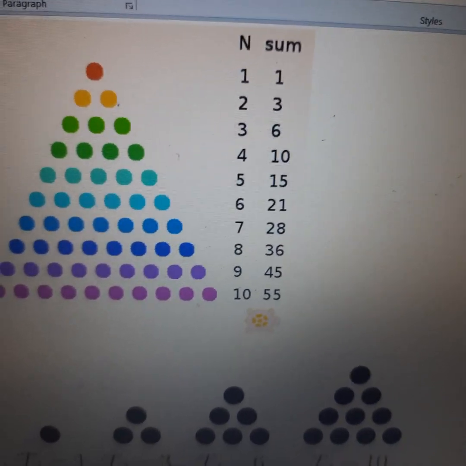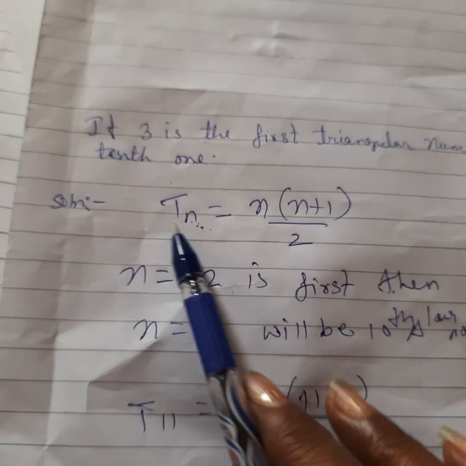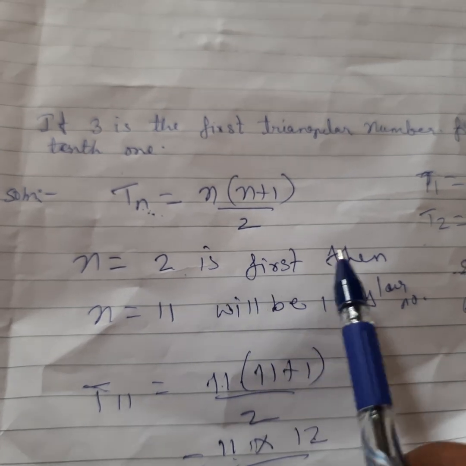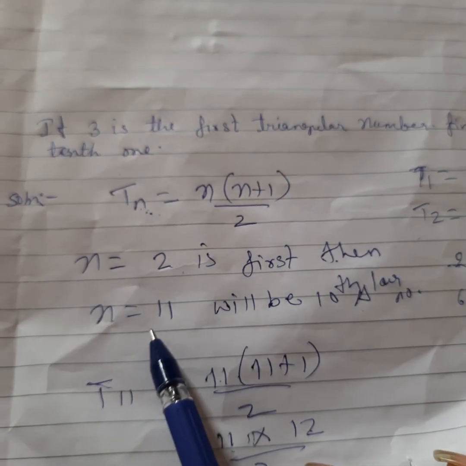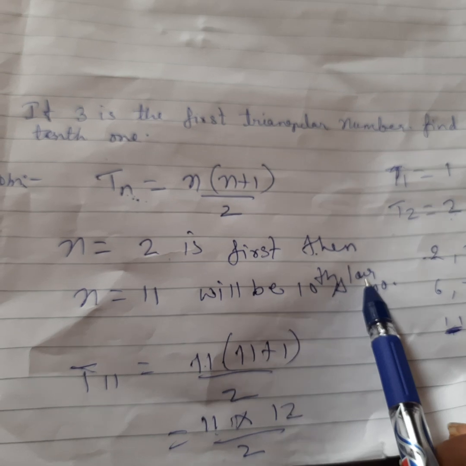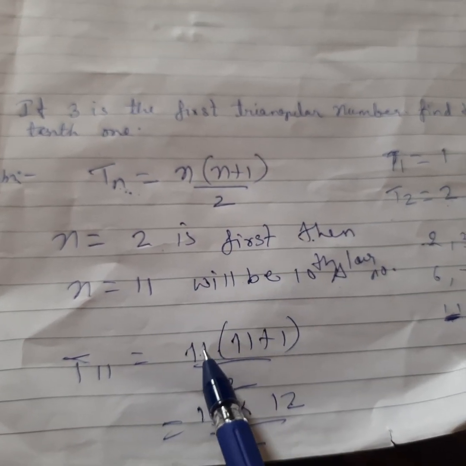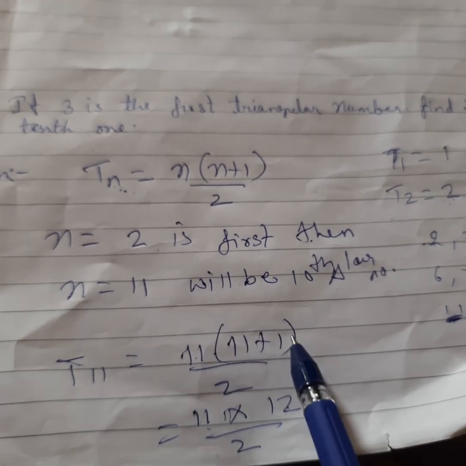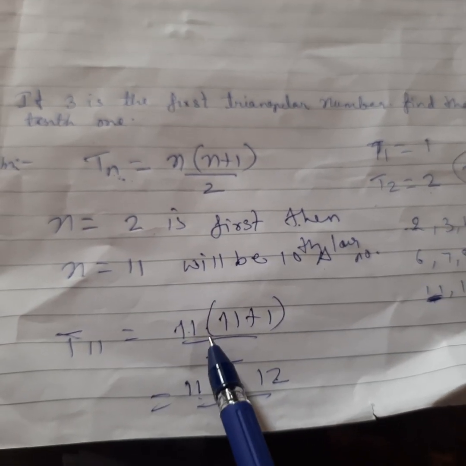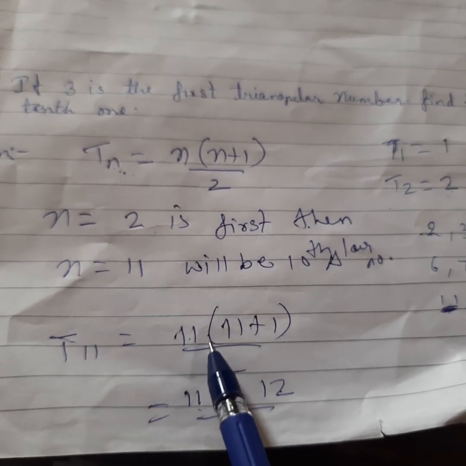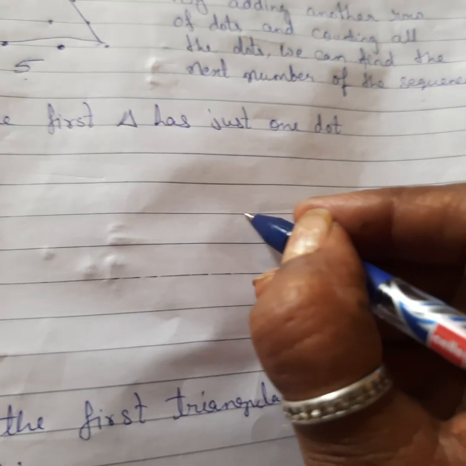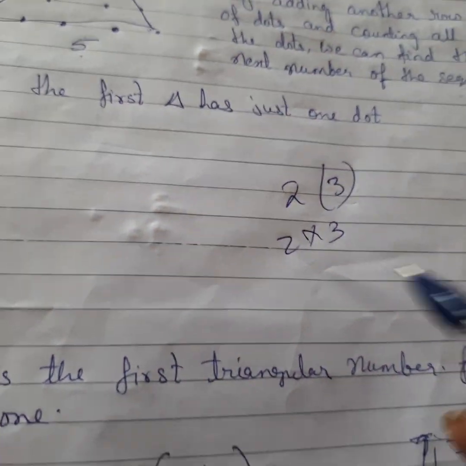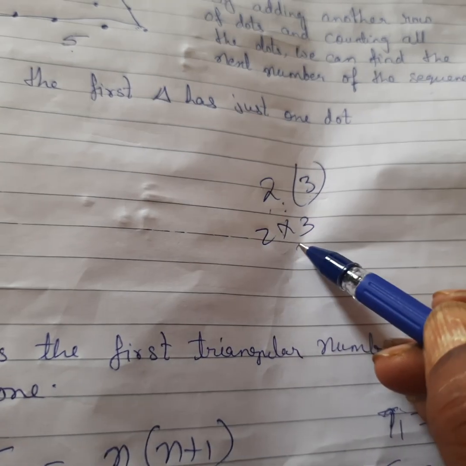And then you use the formula n bracket n plus 1 divided by 2. That is, n is equal to 2 is the first triangular number, then n is equal to 11 will be the 10th triangular number. So in the place of n, you have to put 11. So 11 outside the bracket, inside the bracket 11 plus 1, divided by 2. And when there is a bracket, that means it is a multiplication, children. For example, 2 and your bracket 3 means 2 into 3.